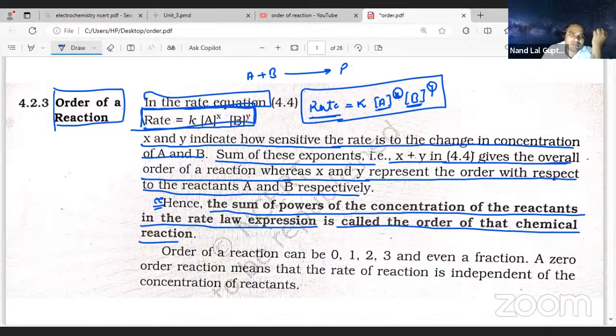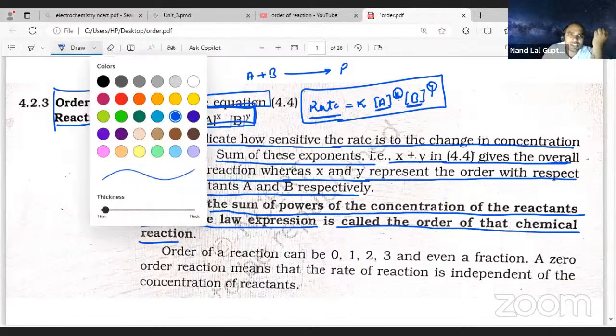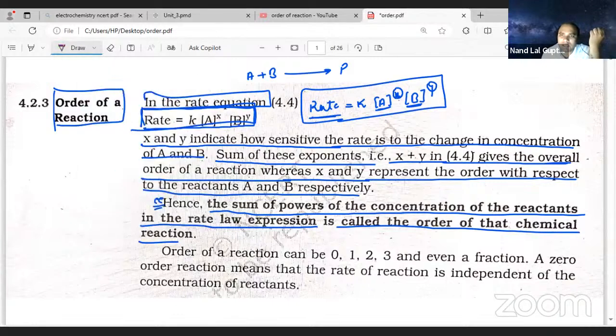What do you mean by this one, Sanoy? The sum of powers of concentration of reactants. That means the terms x and y. Reactant, not the product. We are using the reactant only. So here again they are saying the sum of powers of concentration of reactants in the rate law expression is called the order of that chemical reaction. So for this particular reaction, order is equal to x plus y.